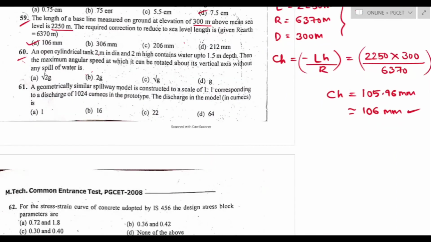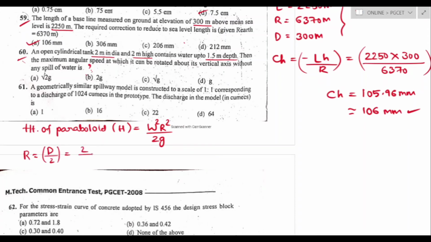Question number 60. An open cylindrical tank 2 meter in dia and 2 meter high contains water up to 1.5 meter depth. Then the maximum angular speed at which it can be rotated about its vertical axis without any spill of the water. So we have to find the angular speed for no spill of the water. We know that height of the paraboloid is given by the formula H is equal to omega square R square by 2g, where omega is the angular speed, R is the radius of the cylindrical tank and g is the acceleration due to gravity. Radius of the cylindrical tank is dia by 2, that is 2 meter is the dia of the cylindrical tank, therefore radius will be 1 meter.